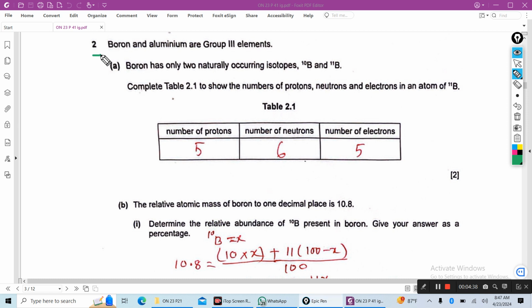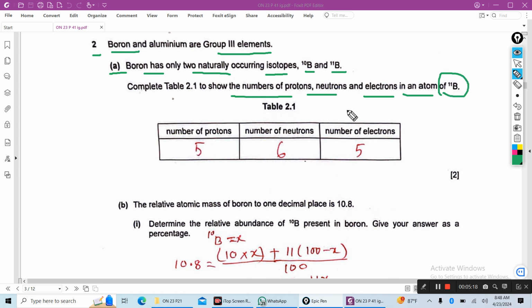Next, number 2. Boron and aluminium are group 3 elements. Boron has only 2 naturally occurring isotopes, boron 10 and boron 11. Complete the table to show the number of protons, neutrons and electrons in an atom of boron 11.